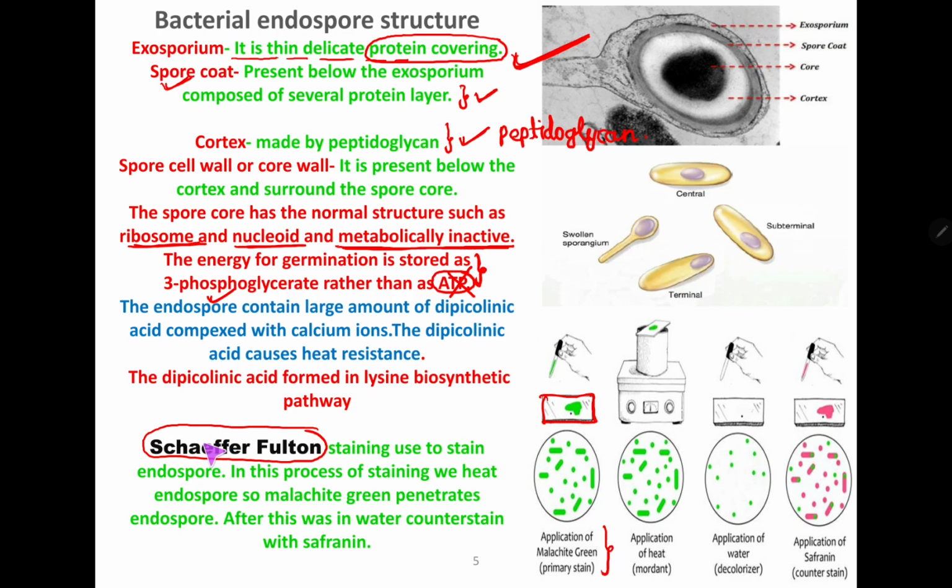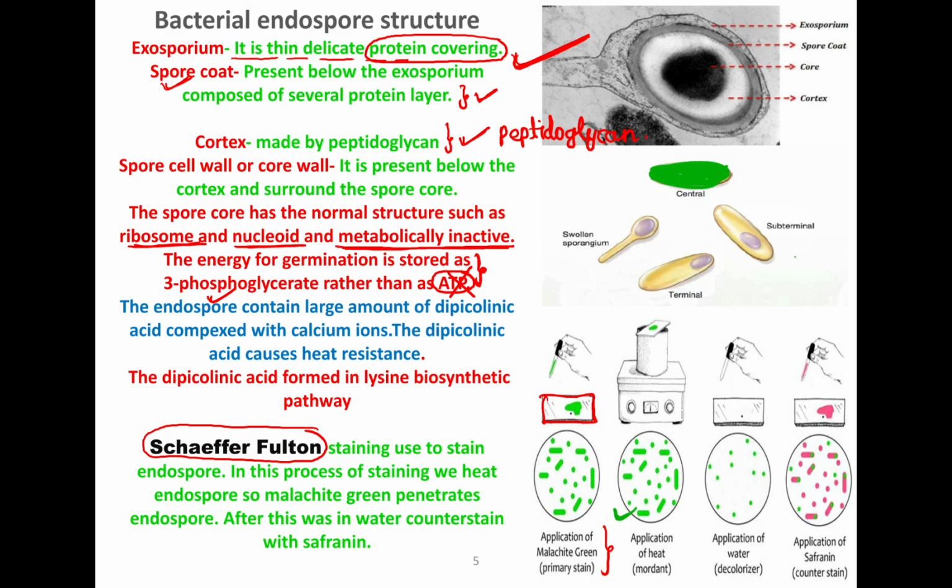See, I am using the Schaeffer-Fulton procedure. In this procedure, what happened? This is one bacteria, right? And in this bacteria, I am using malachite green and I am heating it. Because of heat, all this malachite green will enter inside this bacteria. It enters and everything goes green color. See here, everything is green color, either bacteria or bacterial endospore, right?